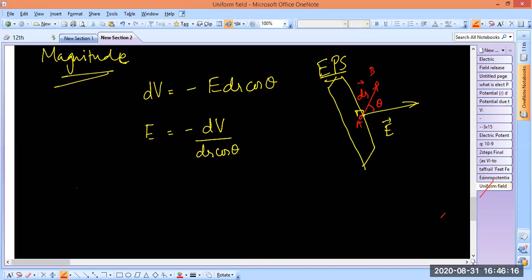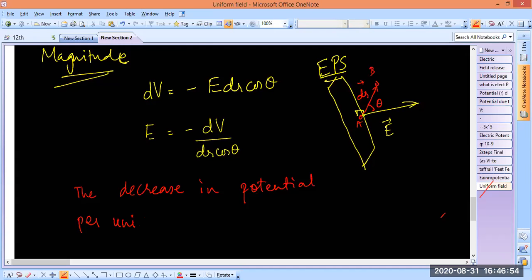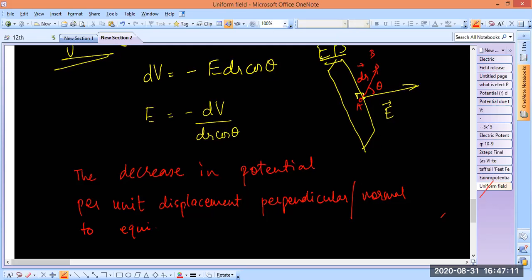It is the ratio of, or you could say, sorry, the decrease in potential per unit displacement perpendicular or normal to equipotential surface. Let me write EPS, okay, equipotential surface.